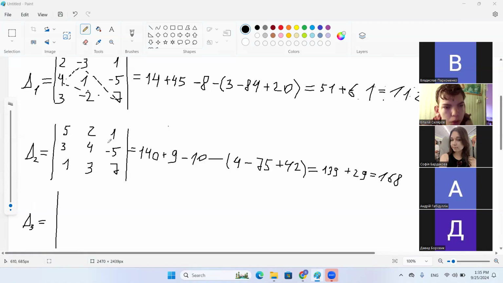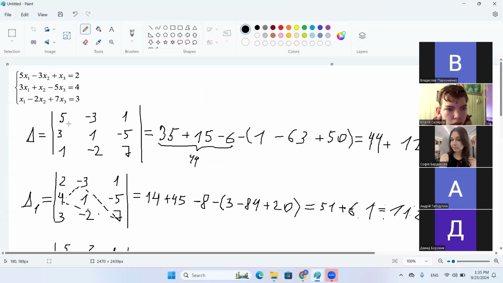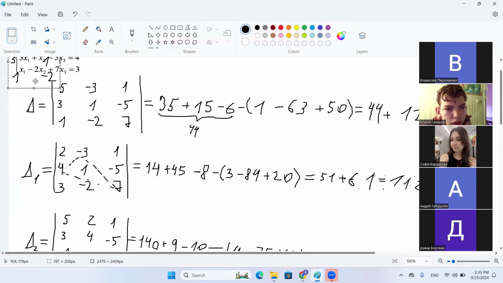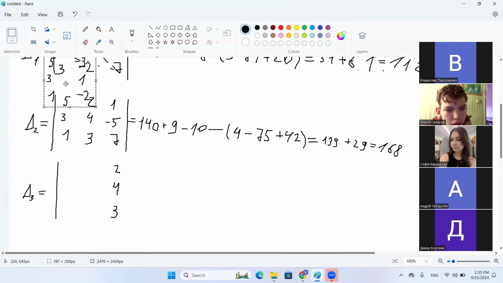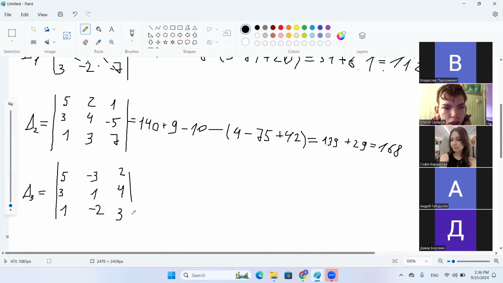Yeah, I think I figured it out. So we swap out the third column numbers with numbers 2, 4, 3. And leave the rest intact as they are. Yeah, so without changes here. And let's move it. Continue moving. And this a little bit left.